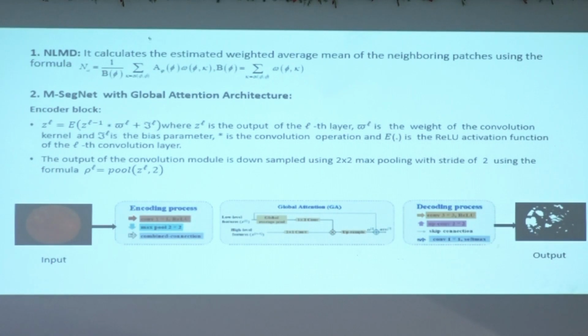So the encoder block, as I told, takes the max pool also, 2 by 2, and it is combined with the connection. That means it is appended, concatenation is being done. If I say encoder block, basically that is the main process of the segmentation. The encoder block takes the output of the previous layer and it is multiplied with the convolutional kernel, and for that the bias is being added.